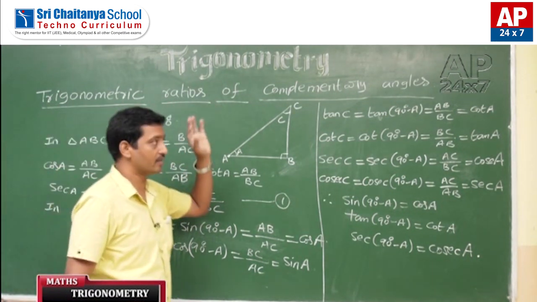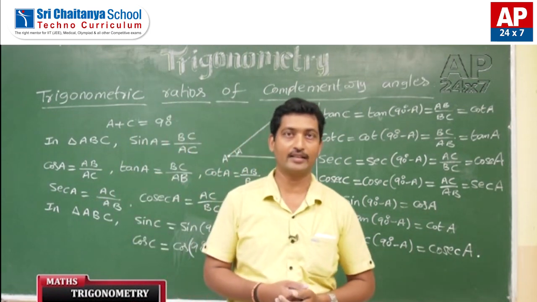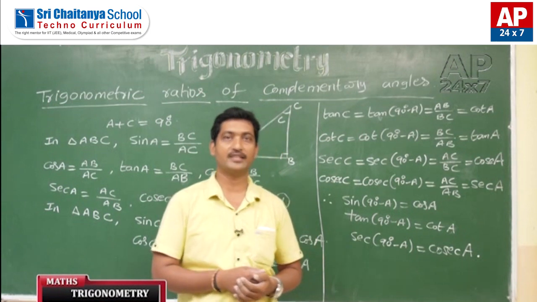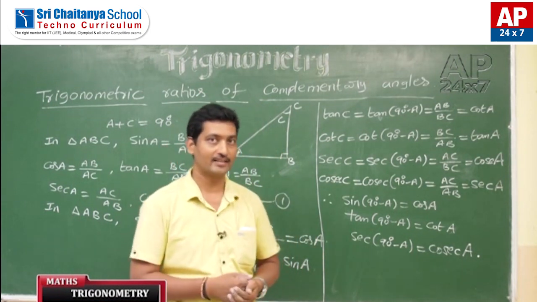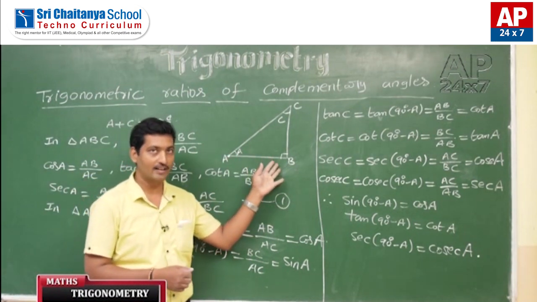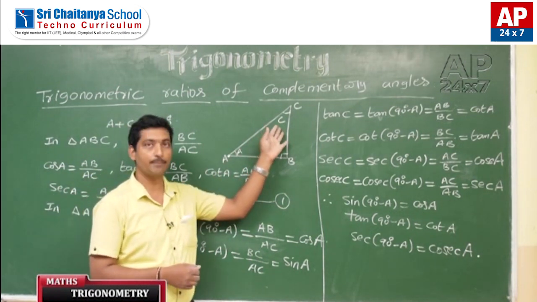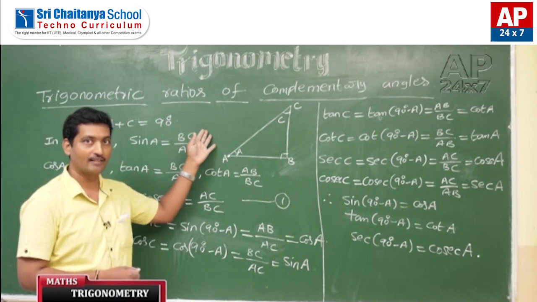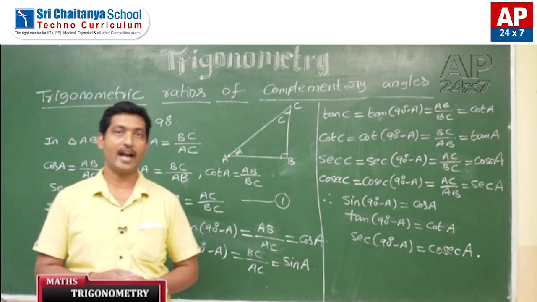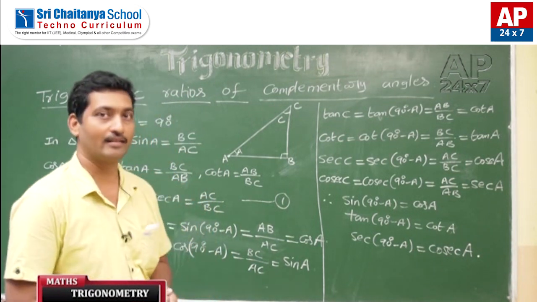Before going to this concept, what is meant by complementary angles? Two angles are said to be complementary angles if their sum is equal to 90 degrees. In a right angle triangle, one angle is right angle and the other two angles sum is equal to 90 degrees. That's why the remaining two acute angles are complementary angles in a right angle triangle.